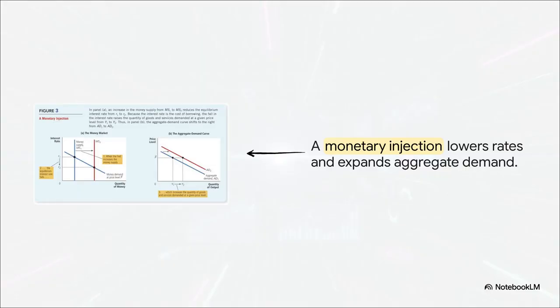Check out how perfectly this mechanical linkage works in practice. When the Fed expands that money supply, it forces the equilibrium interest rate to drop down. And that action directly drives aggregate demand. Because borrowing is now cheaper across the board, spending increases, pushing the aggregate demand curve outward. It's a beautiful, direct cause and effect relationship between the money supply and national output.